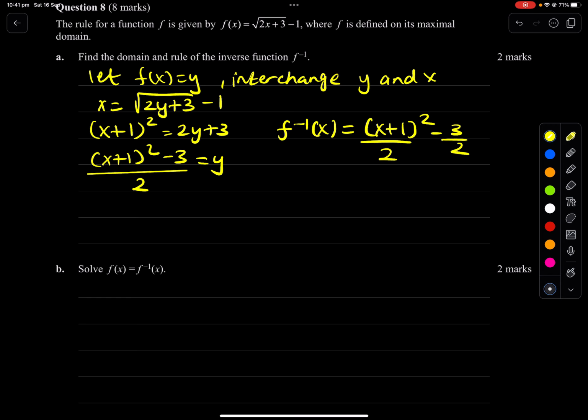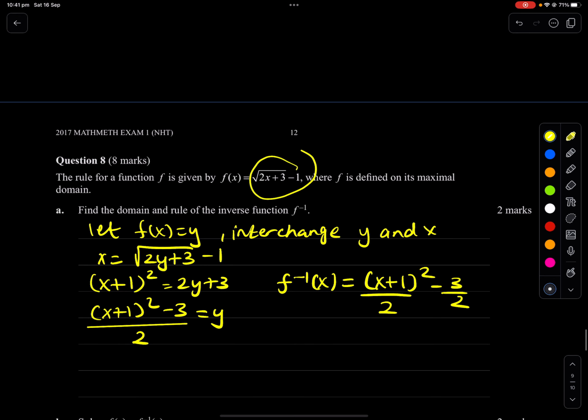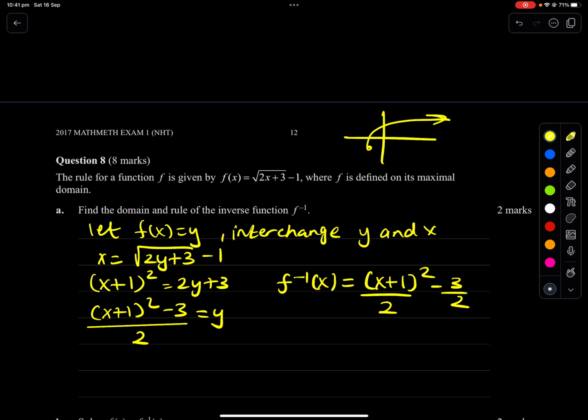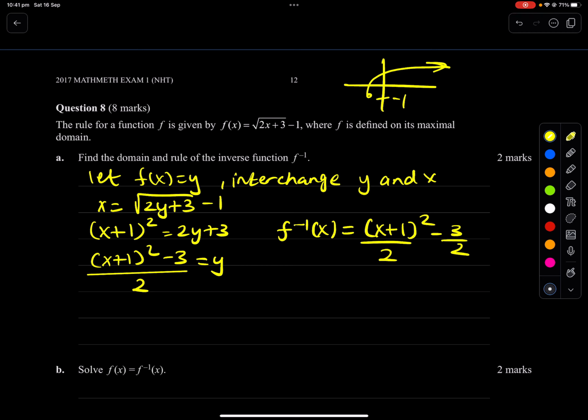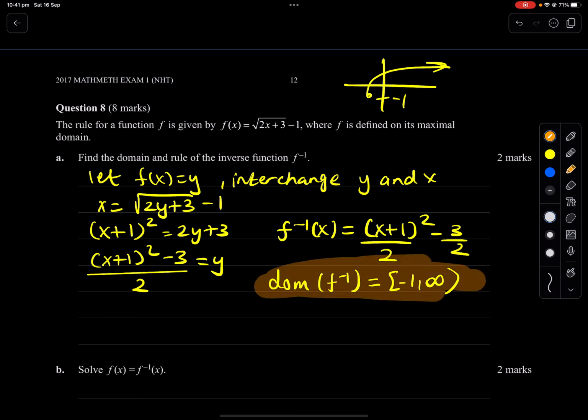And the domain of the inverse is the range of this. So if I'm going to sketch this, it's going to have -3 on 2 and -1. So it's around here, and it's going to go like this. And this point is -1, so we can say it goes from -1 to infinity. So the domain of the inverse is the range, so -1 to infinity. Yeah, perfect. Those are that. Easy.